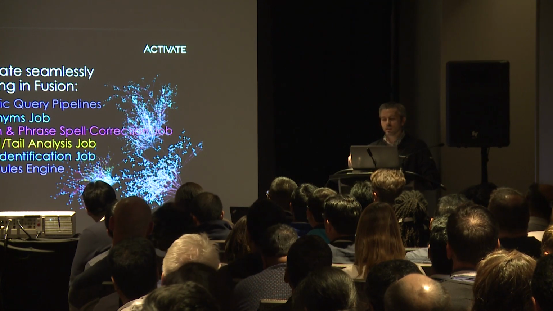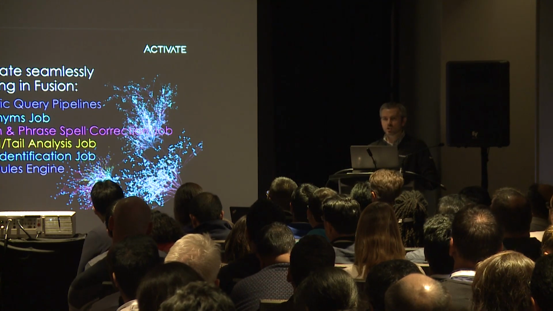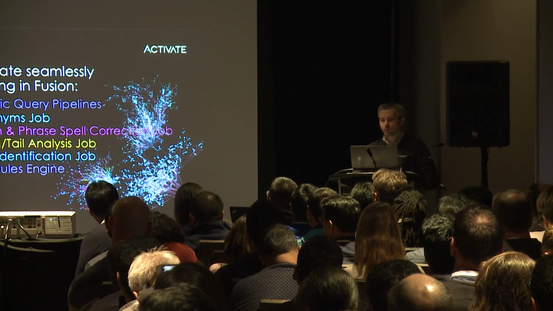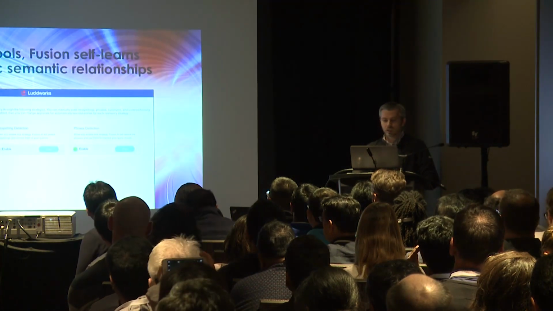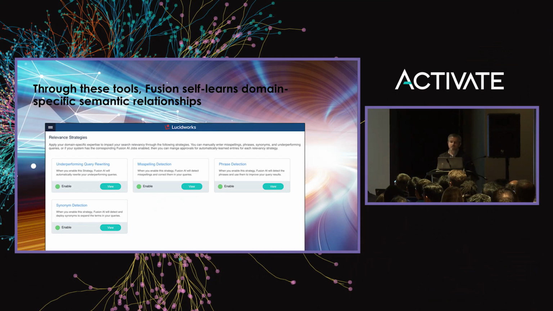So specifically, the semantic query pipelines, AI synonyms job, AI token and phrase spell correction job, head tail analysis job, phrase identification job, and query rules engine. So in Fusion, we use these tools. Through using these tools, Fusion effectively self-learns domain-specific semantic relationships. So in this case, this is the relevancy strategy screen that we're putting into Fusion 4.2 right now that basically says, I've got underperforming query rewrites, misspelling detection, phrase detection, synonym detection.